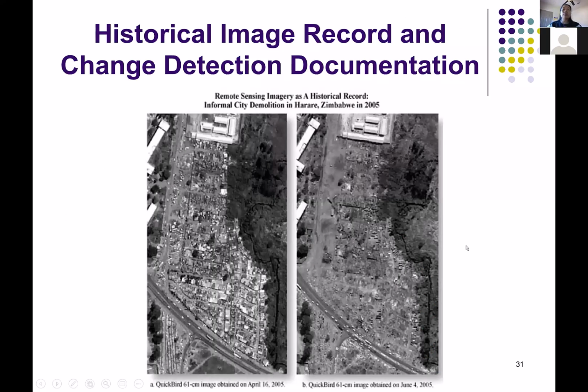Also, remote sensing images or aerial photographs are often used as historical images to document certain events or for change detection. For example, this one over here shows a QuickBird image from April 2005, and then one in June. So you see the contrast of the impact from a major disaster, okay?